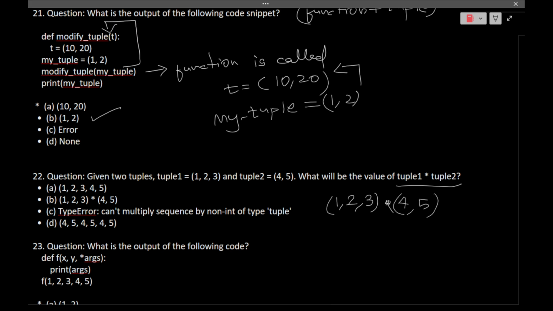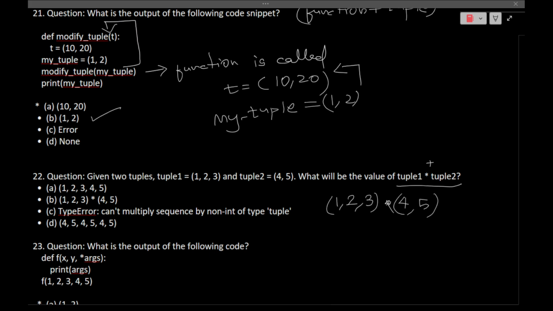If we were having plus, then what would have been the answer if tuple 1 is added with tuple 2? Very easy, right? At that particular time, these two were added. The answer was 1 2 3 4 5.